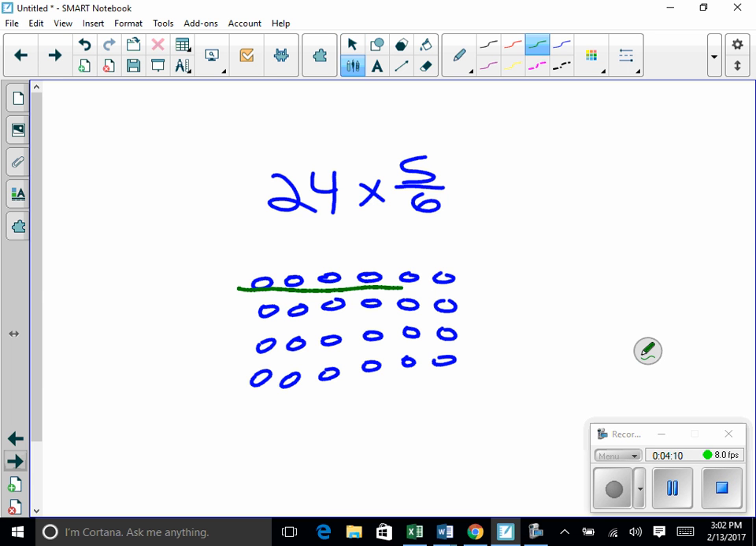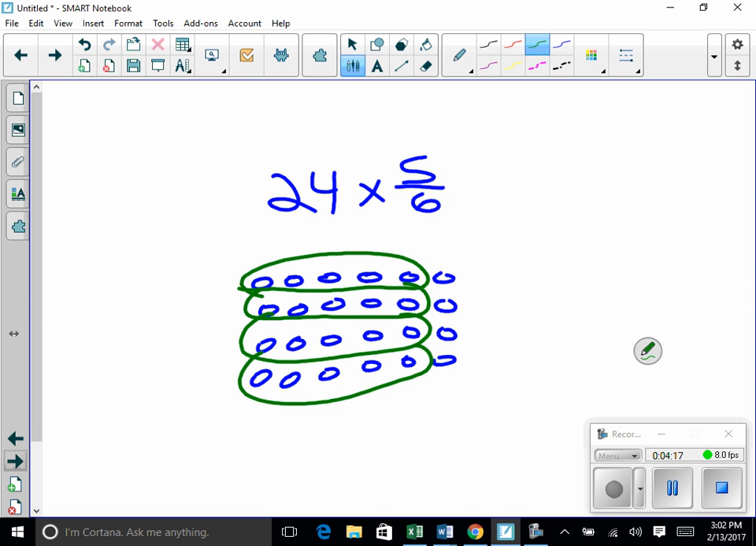1, 2, 3, 4, 5 in each row. Then count: 5, 10, 15, 20. And there you go. Another way to look at this one, if you want to check it, take this 24 and divide it by the denominator. So 24 divided by 6 is 4. Then multiply it by the top. 4 times 5 is 20. So the answer should match.